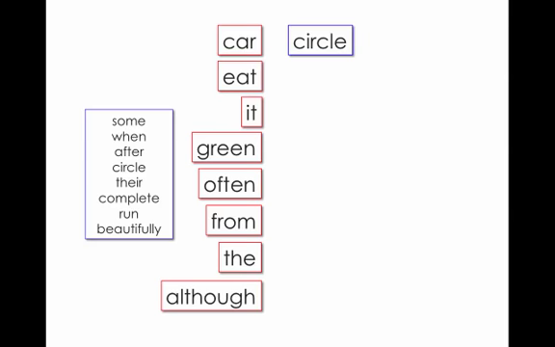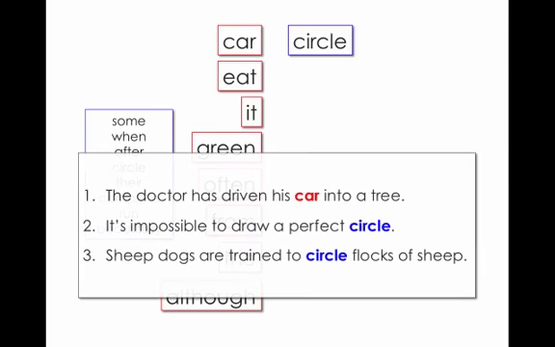And I've made two examples for the word circle to illustrate this point. First sentence, the doctor's driven his car into a tree. We know already. The second sentence, it's impossible to draw a perfect circle. In the third sentence, sheepdogs are trained to circle flocks of sheep. Now here's the question. Which of the sentences, 2 or 3, goes with sentence number 1?